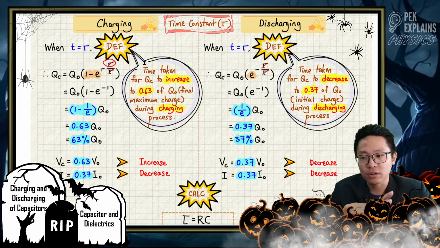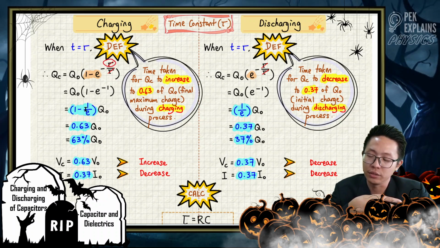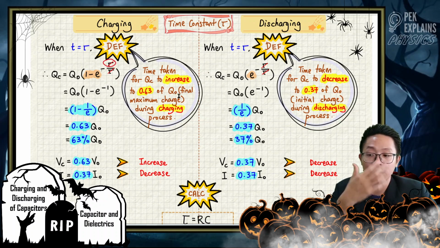Okay. So time constant is the time taken for the charge of capacitor to increase to 0.63 or 63% or 1 minus 1 over epsilon. You can use any of these three. Yeah, normally we use these two: 1 minus 1 over epsilon or 0.63. To increase to 0.63 of the final maximum charge, which is Q0, during the charging process.